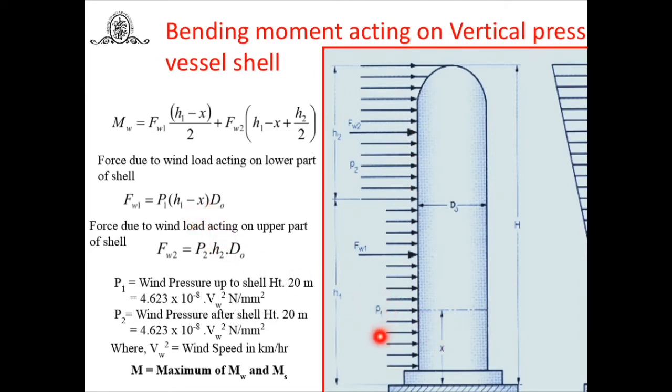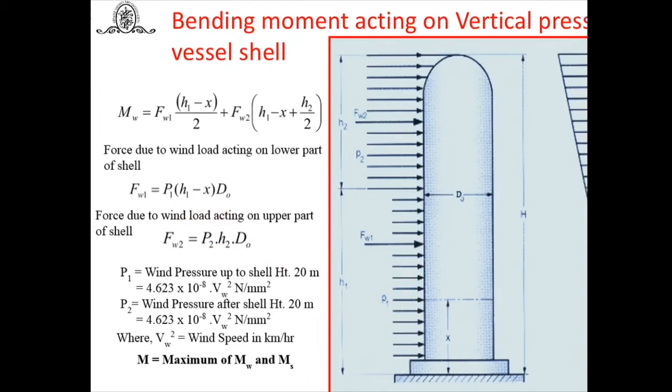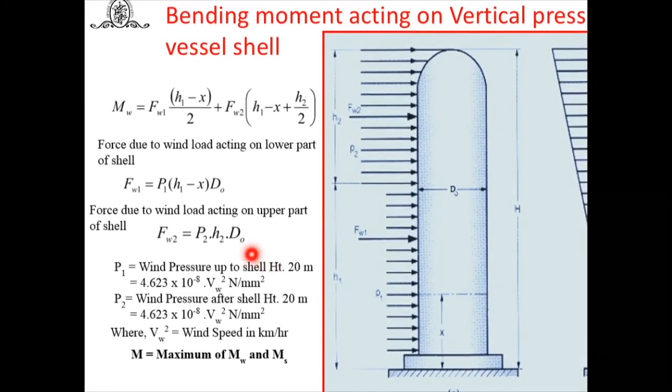If we are going to consider the effect from the bottom side, then you will get H1 minus x, because the effect is above the ground level from a distance x. That's why H1 minus x.